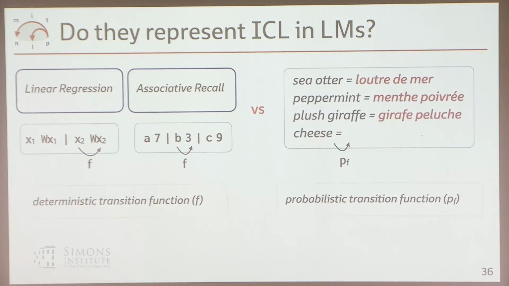And second, these model problems have deterministic transition functions. Each output is a deterministic function of the input in the ground truth data, but real language is in general probabilistic. For example, we might have multiple translations for the word cheese in some languages. So our model problems actually come from a structurally very different generative process.